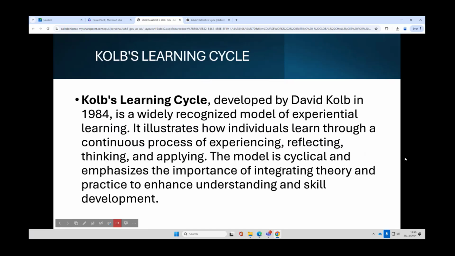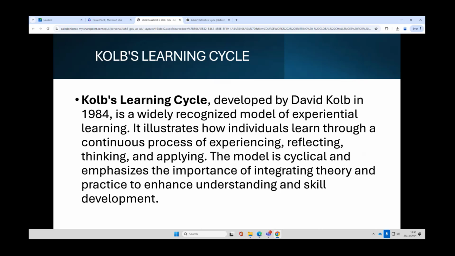The second framework is Kolb's learning cycle, developed by David Kolb in 1984. It's a widely recognized model of experiential learning. It illustrates how individuals learn through a continuous process of experiencing, reflecting, thinking, and applying. So, again, similar kinds of stages, but curtailed down to four instead of six. The model is cyclical and emphasizes the importance of integrating theory and practice to enhance understanding and skill development.